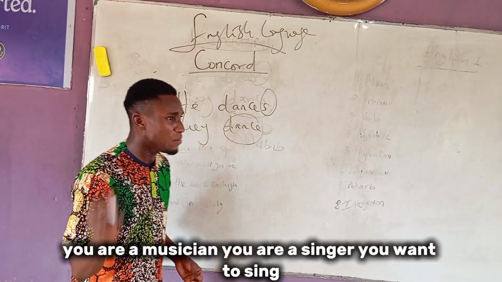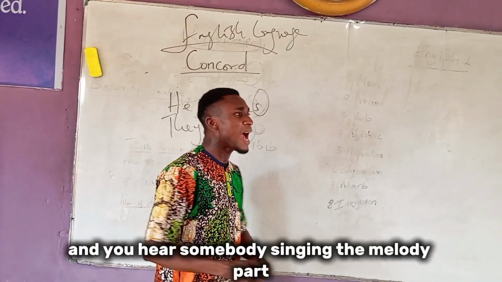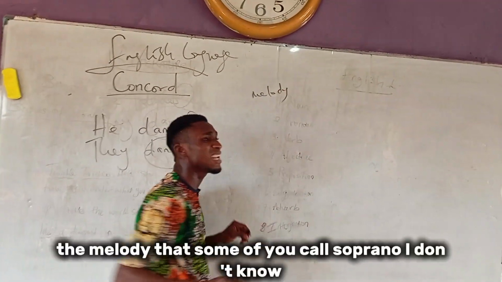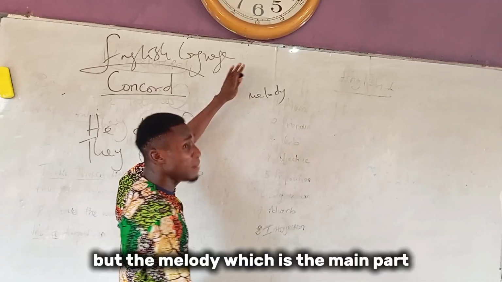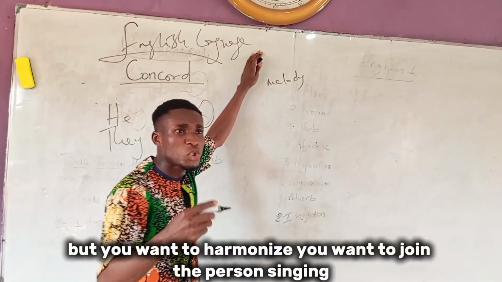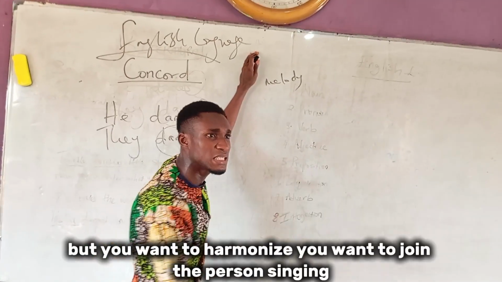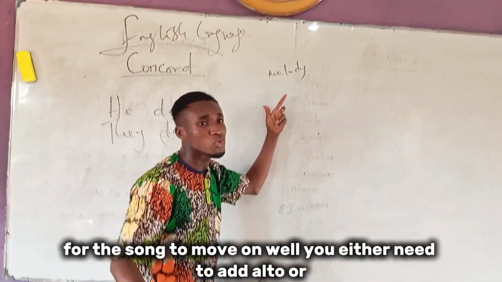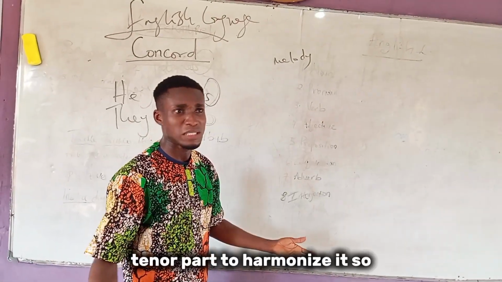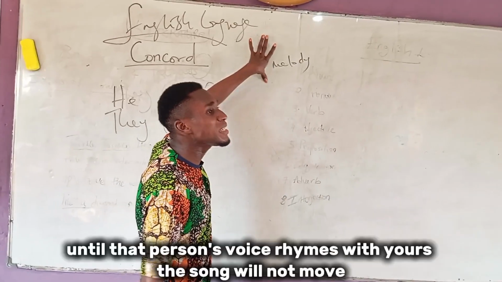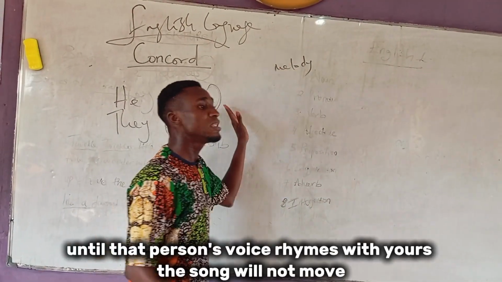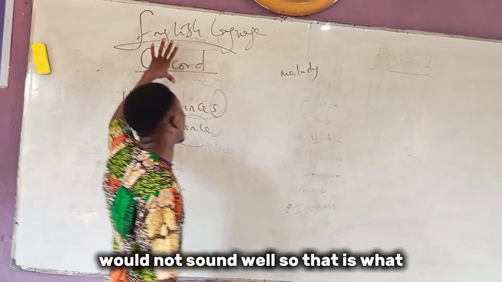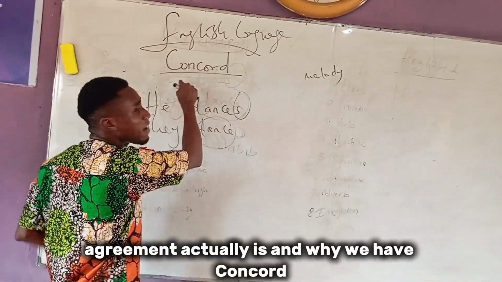Let's take, for example, you are a musician, a singer, you want to sing, and you hear somebody singing the melody part, which is the main part. But you want to harmonize, you want to join the person in singing. For the song to move on well, you need to add an alto or tenor part to harmonize it. So until that person's voice rhymes with yours, the song will not move smoothly, not sound well. So that is what agreement actually is, and we have concord.